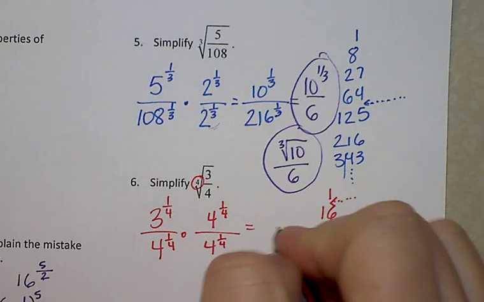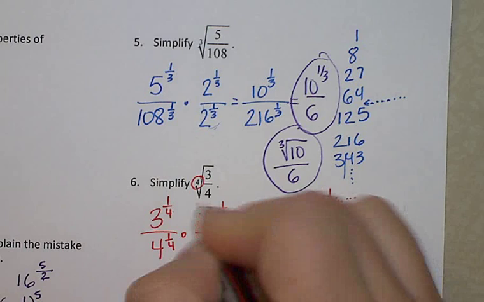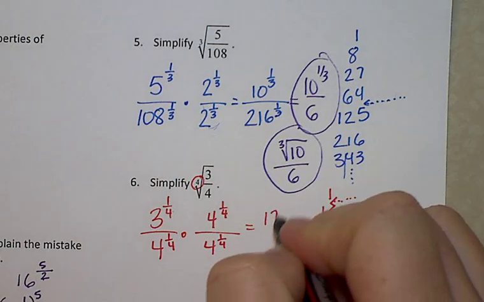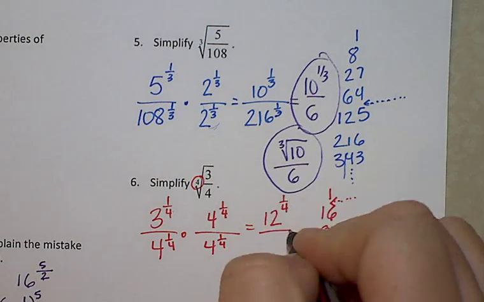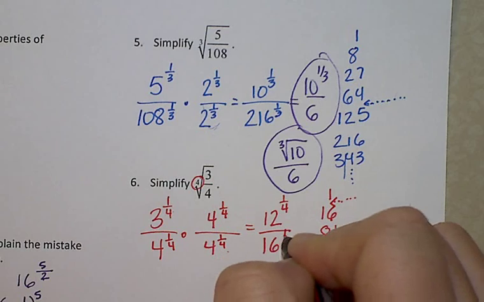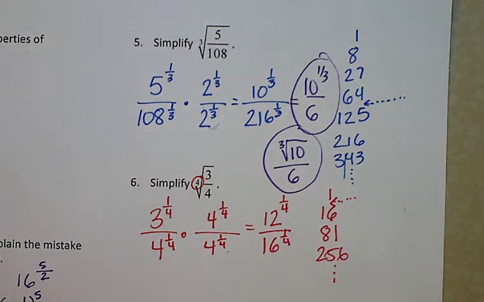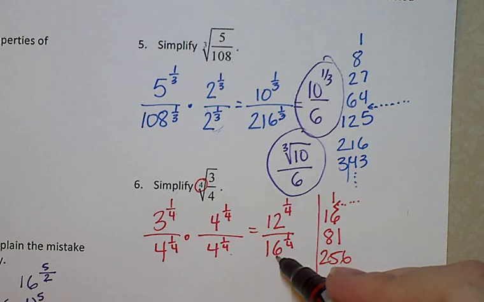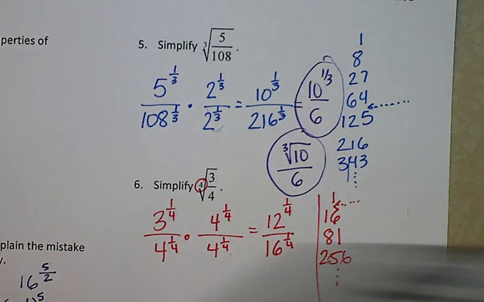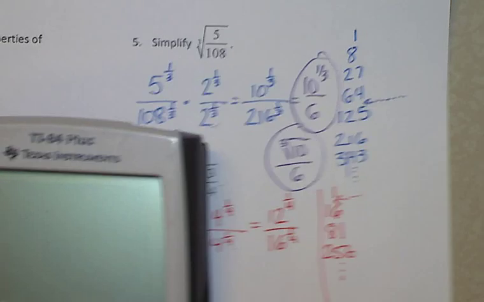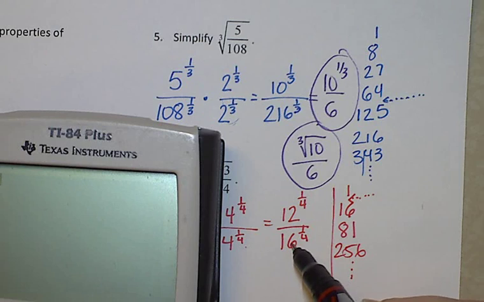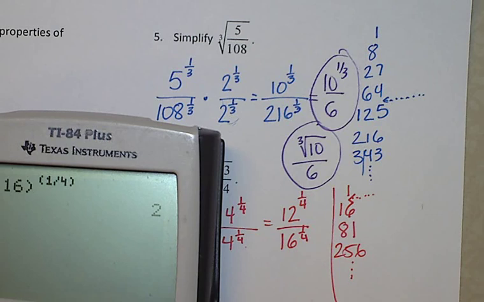3 times 4, because you have the same rational exponent, you can multiply. 3 times 4 is 12. Include the exponent. 4 times 4 is 16. Include the exponent. So either look at the chart or use the calculator. If you're looking at the chart, find 16 in the fourth column, and you'll locate an answer of 2. If you don't have that chart, take 16 raised to the 1/4 power, and you'll get an answer of 2.